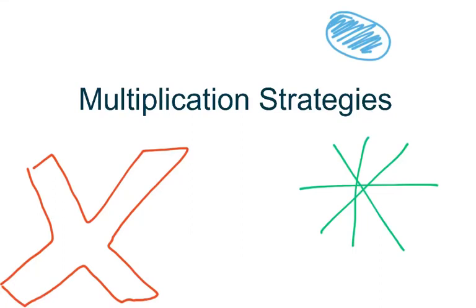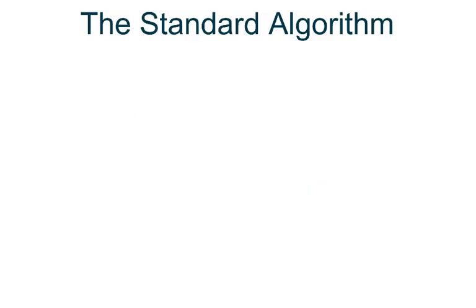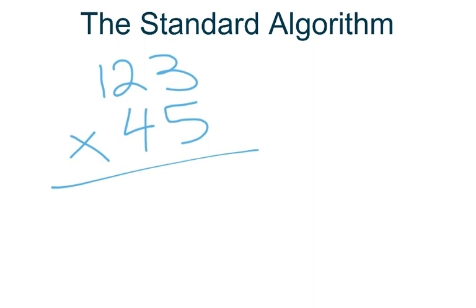In this video, we're going to talk about different multiplication strategies you can use. So the first one is called the standard algorithm. To use the standard algorithm, you stack your two factors, then you multiply. So you start in the ones place, and you multiply the ones place and the ones place.